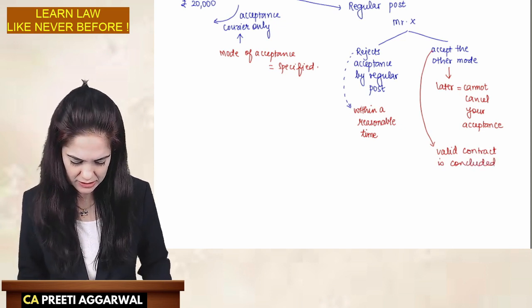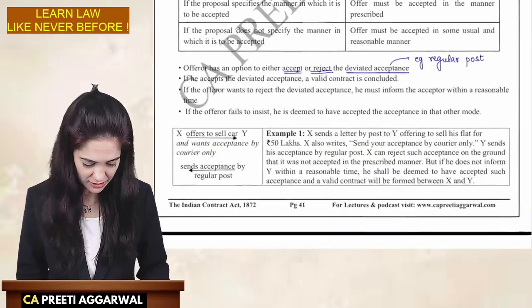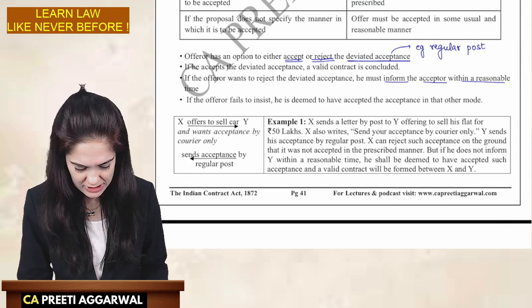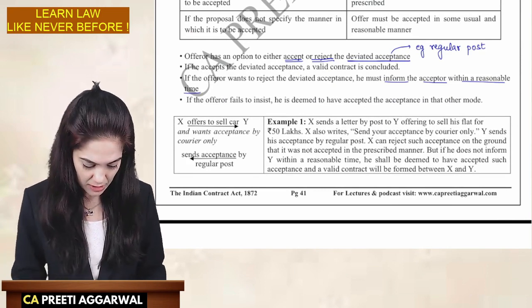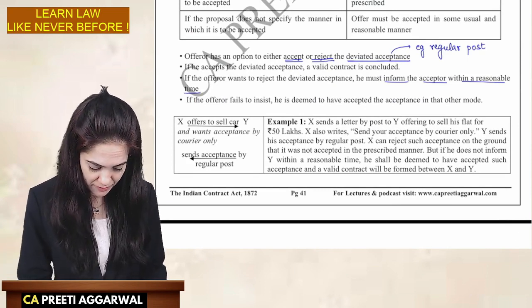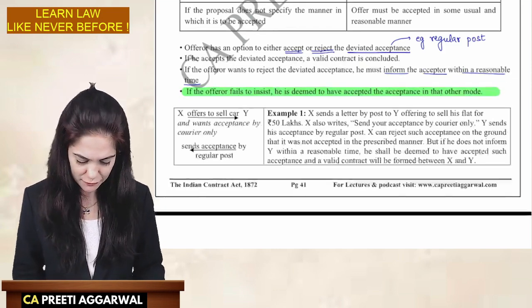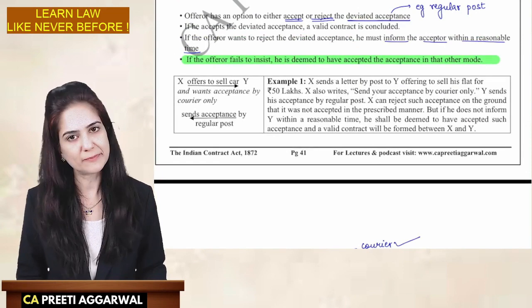A valid contract is concluded. But what if he rejects? Yeah, he can reject, but you need to inform the acceptor within a reasonable time that I'm rejecting it. If he fails to inform, then we will assume that you have accepted that other mode.